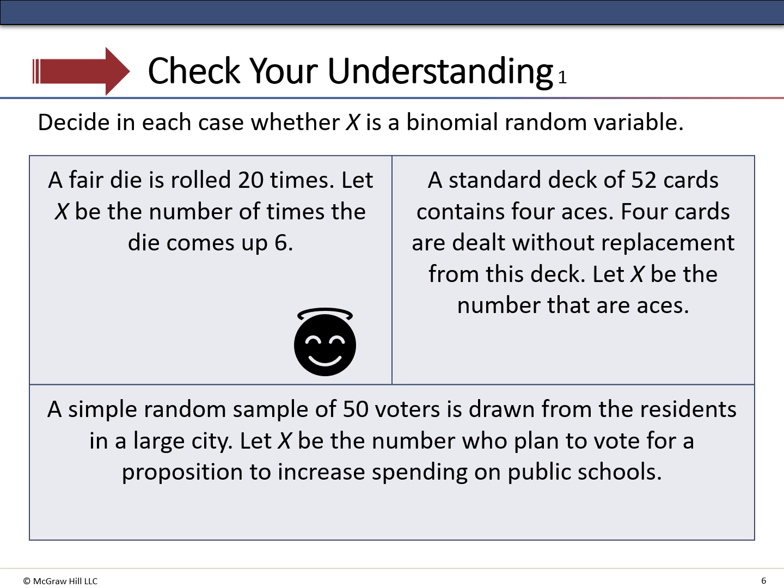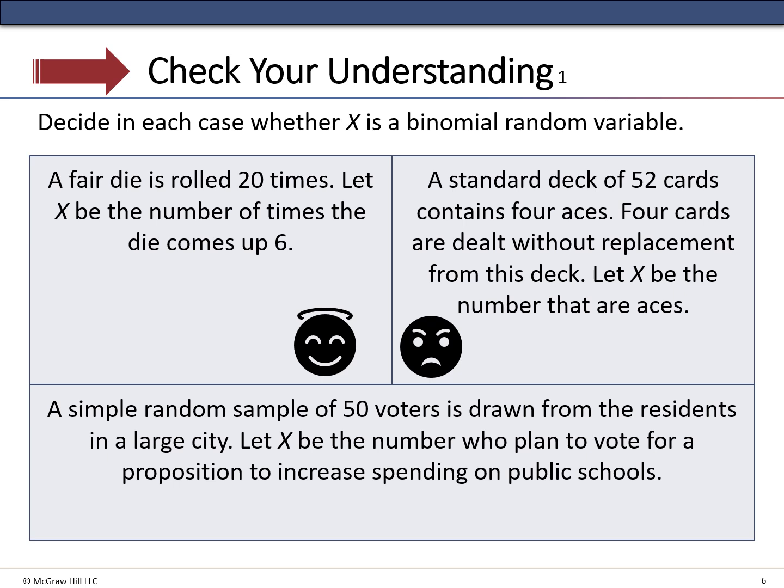A standard deck of 52 cards contains 4 aces. 4 cards are dealt without replacement from this deck. Let x be the number that are aces. Now, you remember, without replacement means you don't put the card back in the deck. So, of course, because we don't put the card back in the deck, we have a different probability each time.